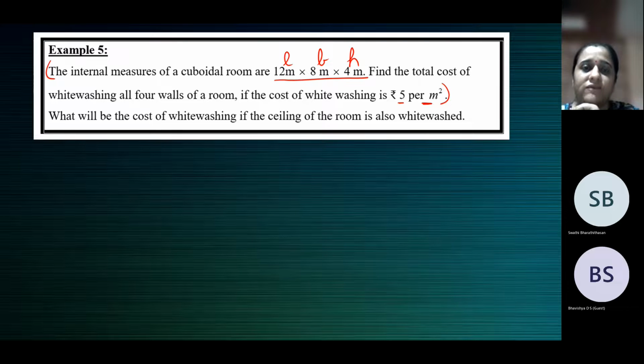Your cost on buying fruits. Similarly here, you'll have to first find the area. What area is to be whitewashed? That into rate will give you the cost. The rate is given per 1 meter square. The rate for whitewashing 1 meter square is 5 rupees.